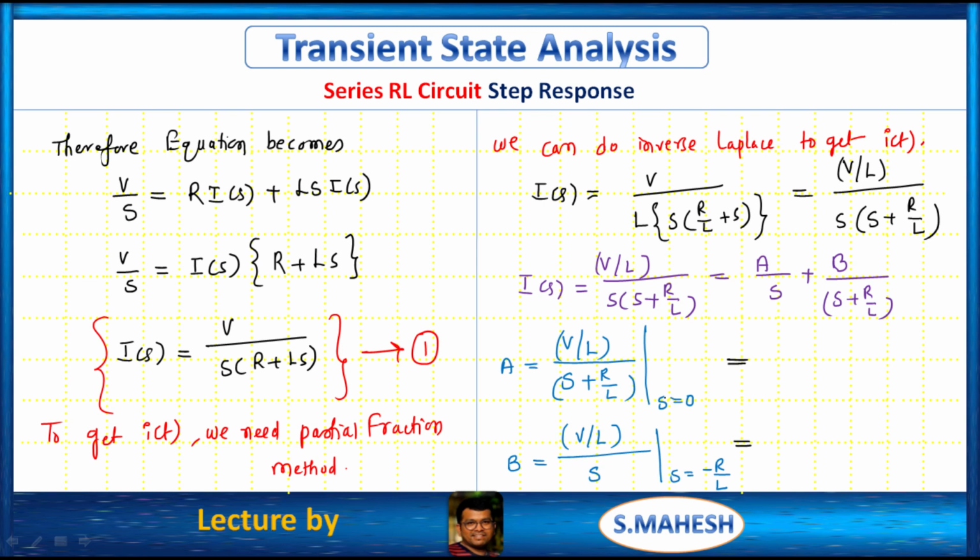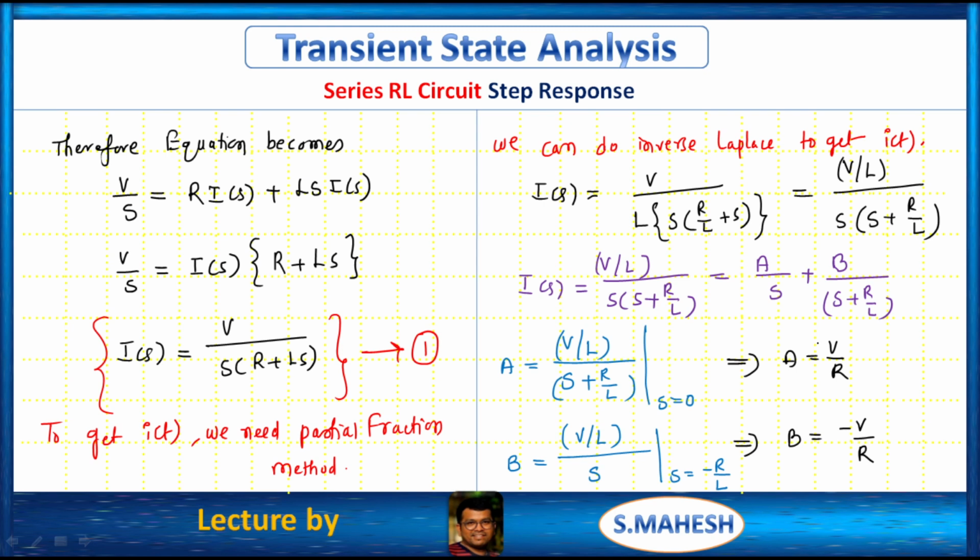When S is equal to 0, V by L by R by L, simply it is A equals V by R. Clear? Like that, when S is equal to minus R by L, V by L by minus R by L, therefore B is equal to minus V by R. That's it. We have A and we have B.